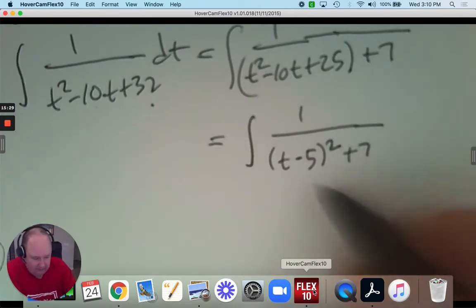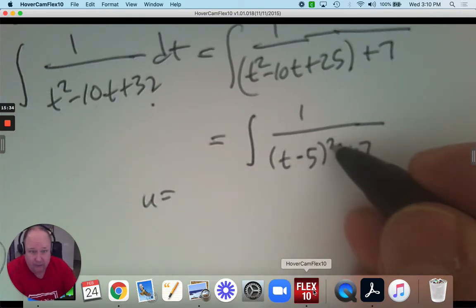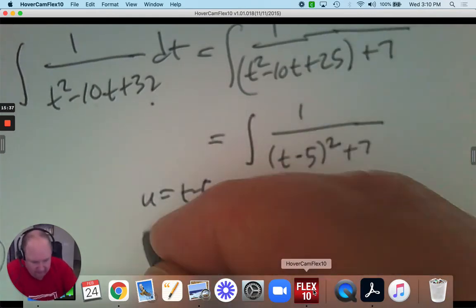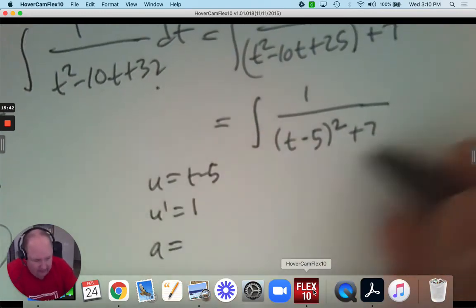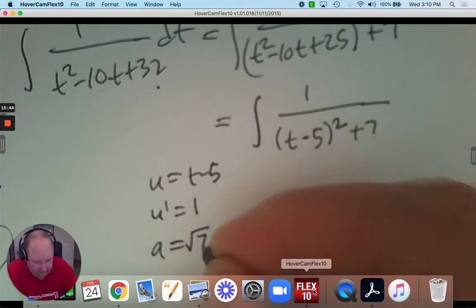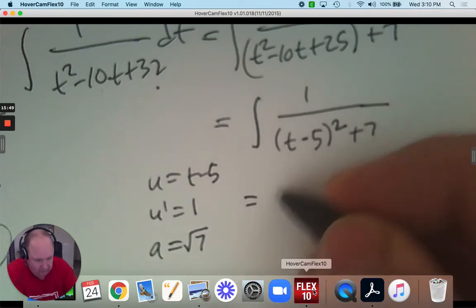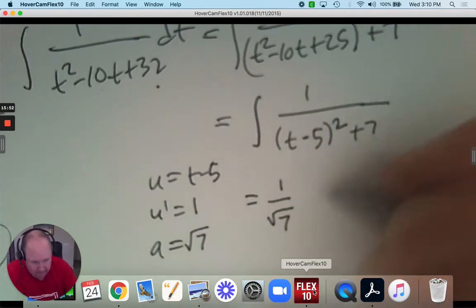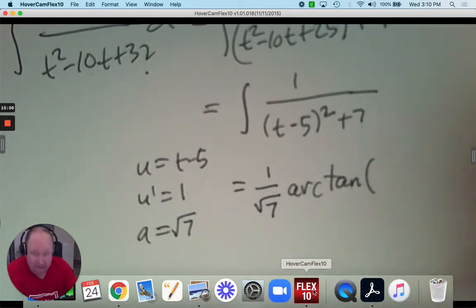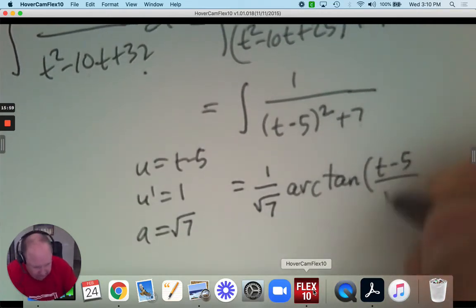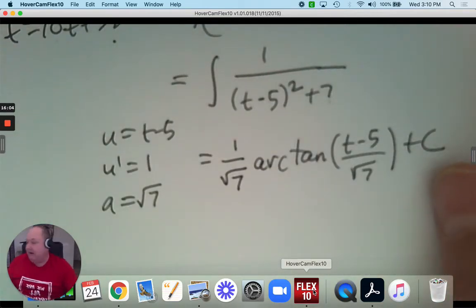Now I can break it down. So u is the square root of t minus 5 squared. So that's just t subtract 5. The derivative of that is 1. It's already there. And then a is the square root of 7. So my answer then, since it's arctangent, starts with 1 over a, arctangent, and then it's u over a. And then the constant. So that's what it means to complete the square, and then you can integrate.